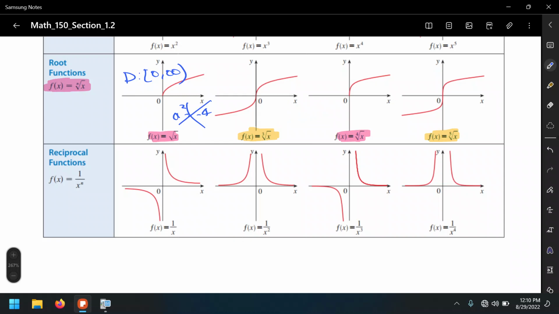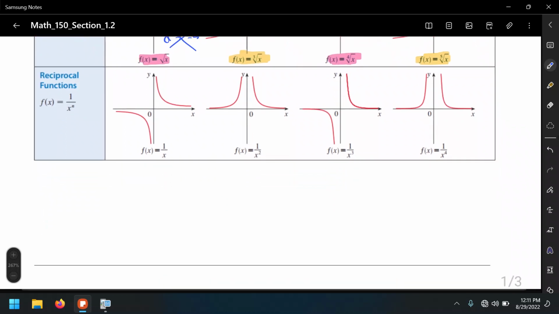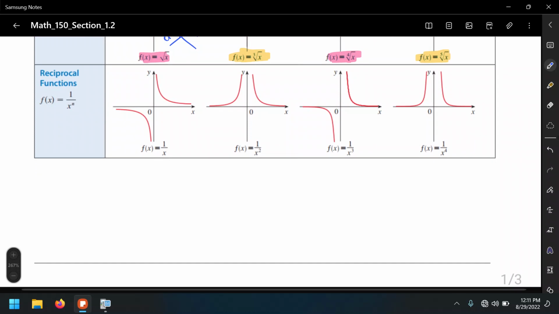So the pattern is the same: even index, restricted domain, 0 to infinity; odd index, no restriction, the domain is all real numbers. The next category of function is the one that you might want to take into consideration when it comes to finding infinite limits in the next section. It's important to look at the shapes of the reciprocal function.